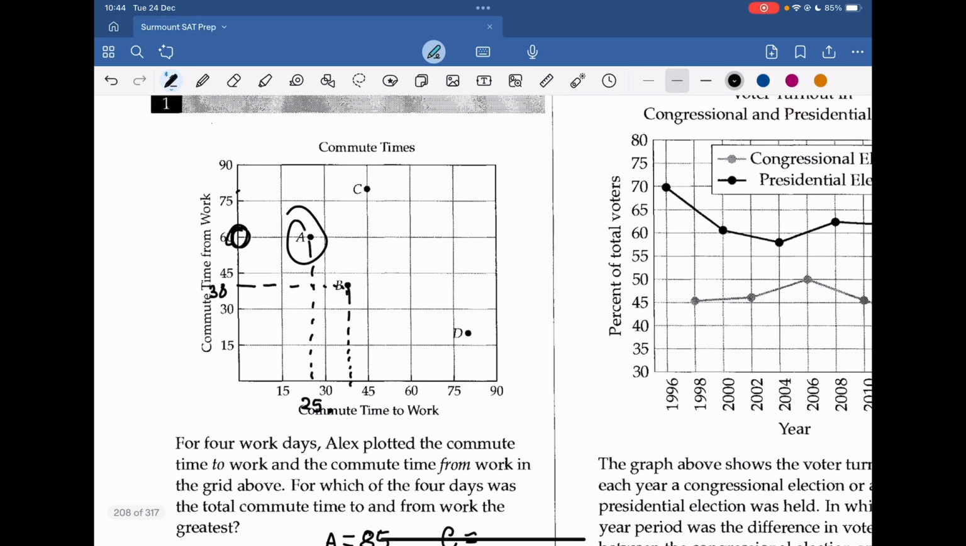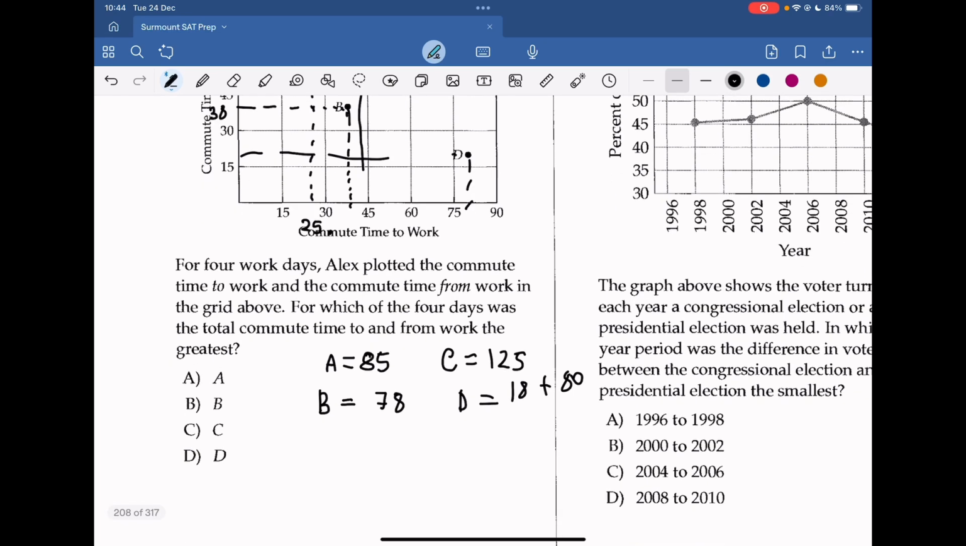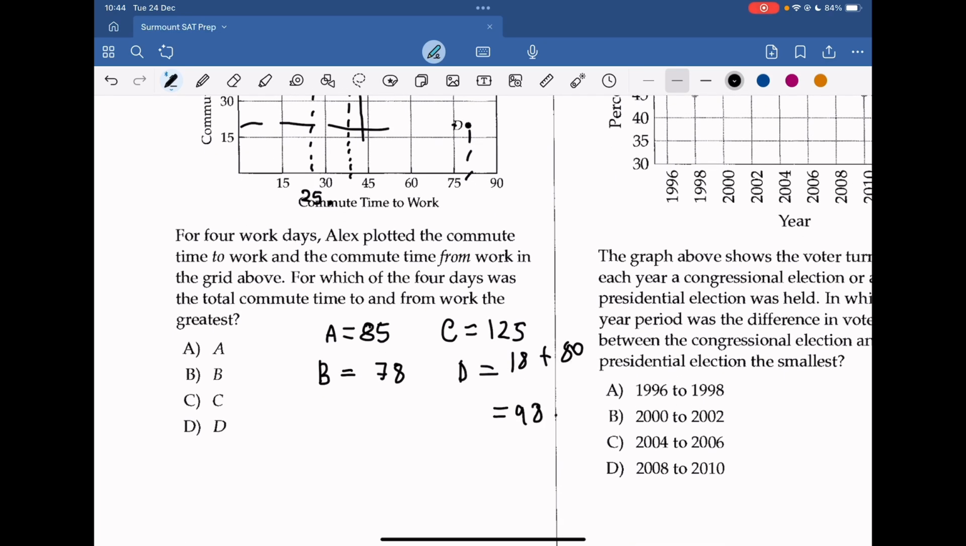C, we can estimate this as 80, and here is 45, so it's 125. And D, we can estimate that this is close to 18, and this is about 80. So the answer is 98. You can see that the greatest value we got is for C, which is 125, so the answer is C.